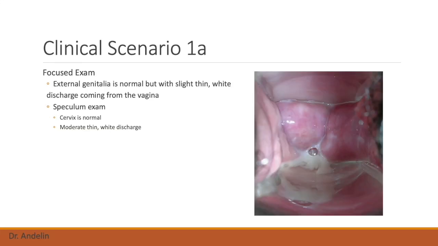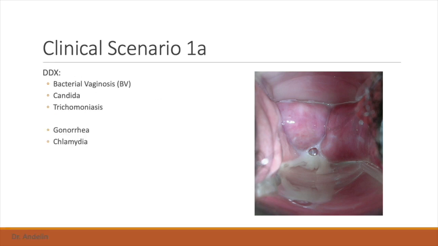On your exam, she has normal external genitalia, but you do note a small amount of thin white discharge coming from her vagina. On your speculum exam, her cervix appears normal, however, there is a moderate amount of the thin white discharge present. As we consider the differential diagnosis for vaginal discharge, the first thing that should come to mind would be bacterial vaginosis, candida, trichomonas, gonorrhea, and chlamydia.